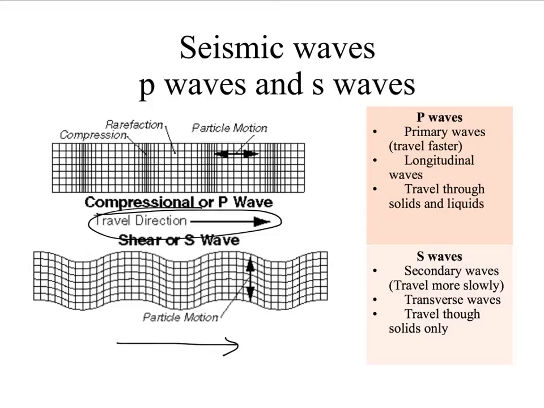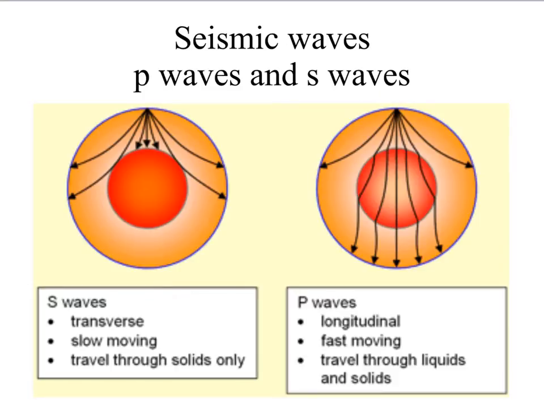This type of wave, S waves, can only travel through solids. They cannot travel through liquids, and we'll see that this has been very important in deciphering what actually lies beneath the ground and the structure of the earth. So we're going to look now at how the study of seismic waves, and more specifically S waves and P waves, has led to an understanding of the structure of the earth.